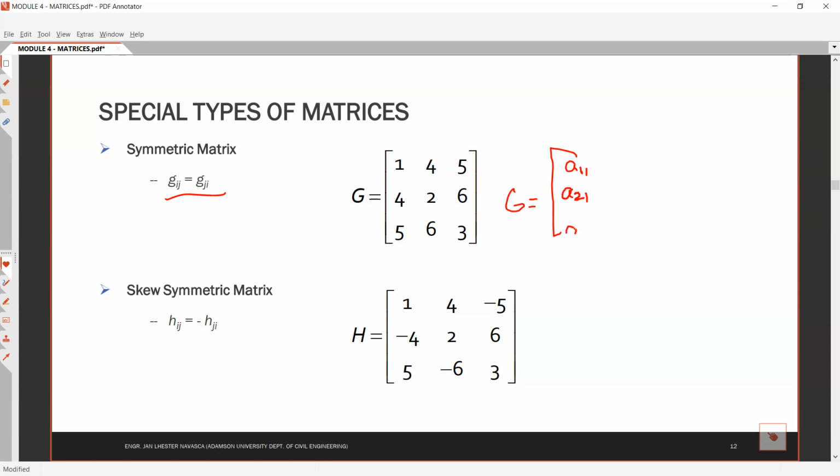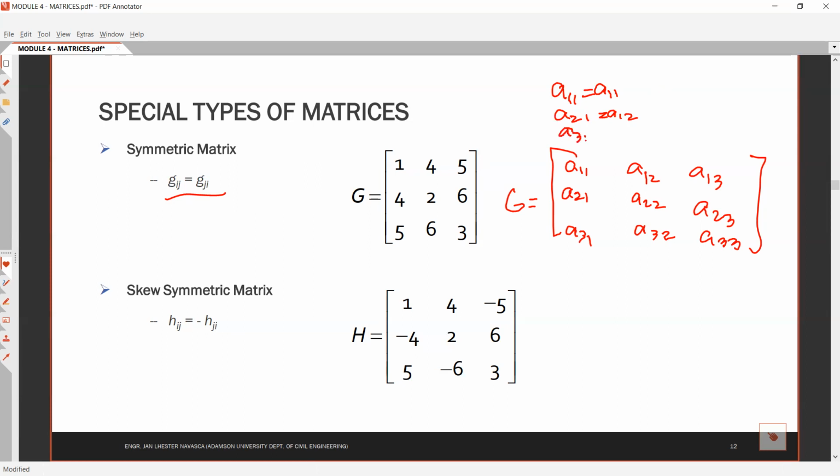A11, A21, A31. Okay. A12, A22, A32, A13, A23, A33. Okay. So according to initial notation, yung Gij is equals to Gji. Okay. So pwede natin sabihin na this one, dapat daw yung A11 is equals to A11. Okay. A21 is equals to A12. Okay. A31 is equals to A13. Also, A22 is equals to A22, syempre. A2, ano pa ba?